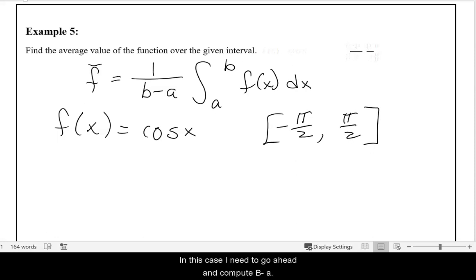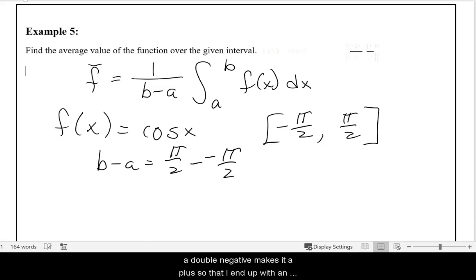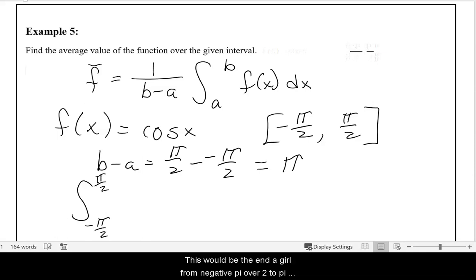In this case, I need to go ahead and compute b minus a. b minus a would be π/2 minus a -π/2, and the double negative makes it a plus, so that I end up with an interval that is pi wide. For the next part, I need to calculate the definite integral of f of x from a to b. This would be the integral from -π/2 to π/2 of the cosine of x dx.